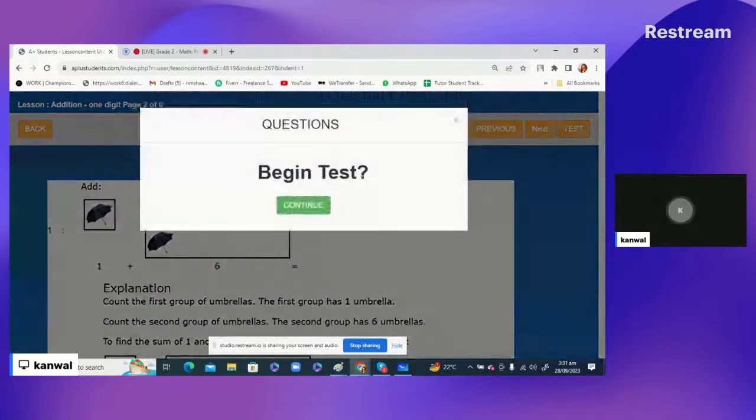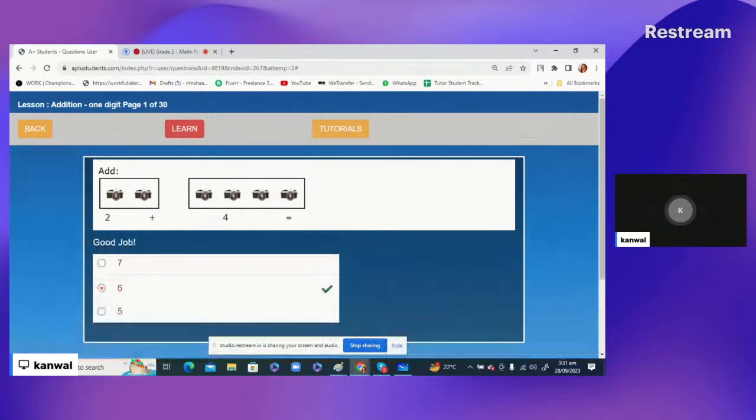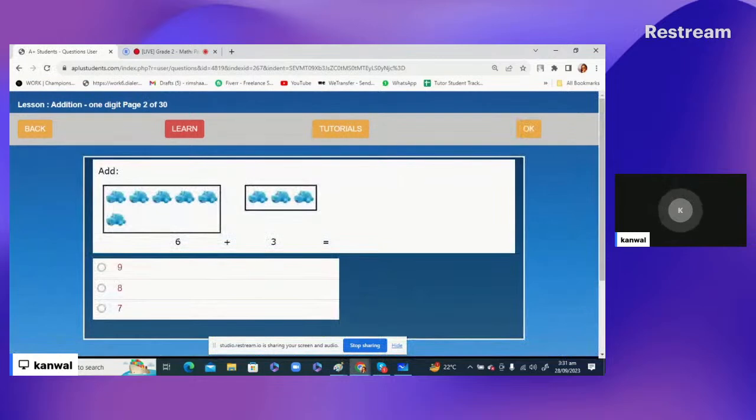Let's do some test question for that. Okay, now look at here. There are the cameras. So let's count all the cameras that are in the box. So in the first box there are two cameras, and if we see in the second one there are four. So count it all together. One, two, three, four, five, and six. So I have got my answer, six. Yes, that is right.